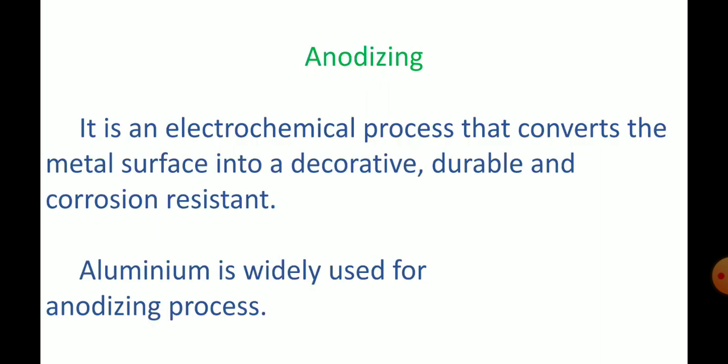Then the fourth one is anodizing. Okay, so it is an electrochemical process that converts the metal surface into decorative. In order to convert the surface of a metal to decorative, durable and corrosion resistant, one metal is coated over another metal. Mainly what is used? Aluminium is widely used for the anodizing process. It is also a method of coating one metal over the surface of another metal.